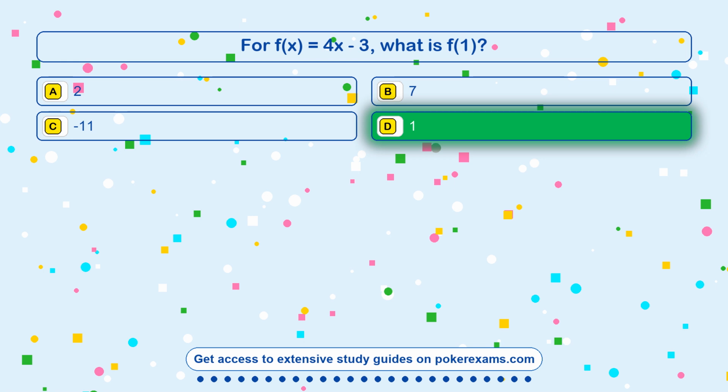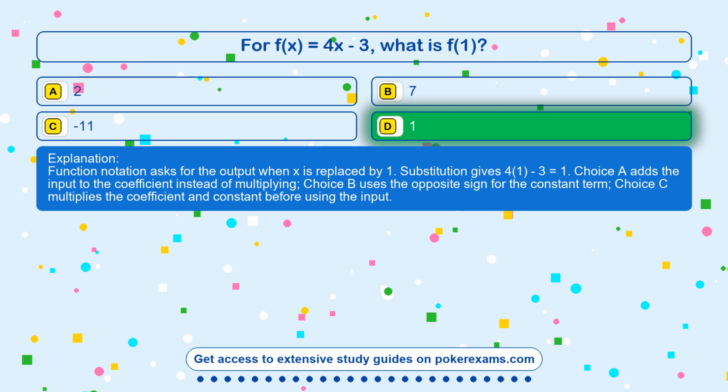The correct answer is option D, 1. Function notation asks for the output when x is replaced by 1. Substitution gives 4 times 1 minus 3 equals 1. Choice A adds the input to the coefficient instead of multiplying. Choice B uses the opposite sign for the constant term. Choice C multiplies the coefficient and constant before using the input.